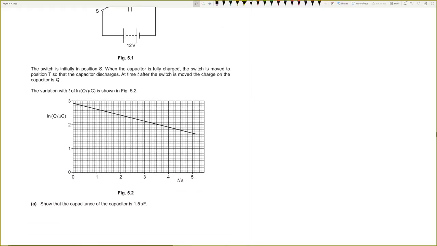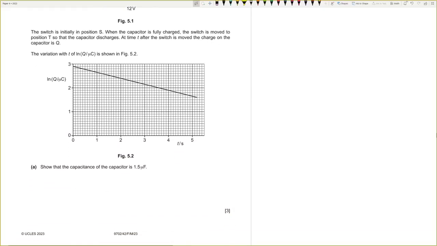Show that the capacitance of the capacitor is 1.5 microfarad. Let's do this. So we can use this point. This is basically a 2.9 microcoulomb, right?